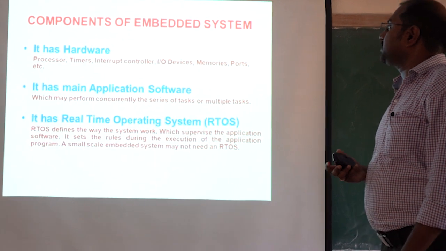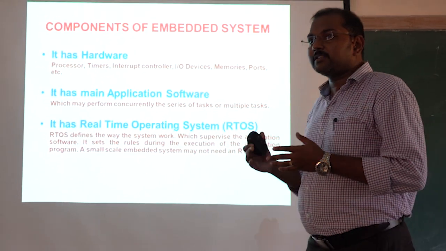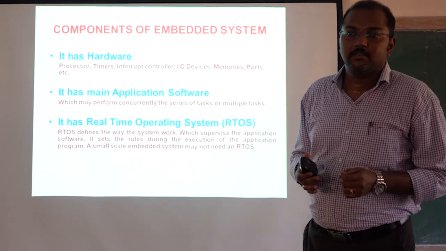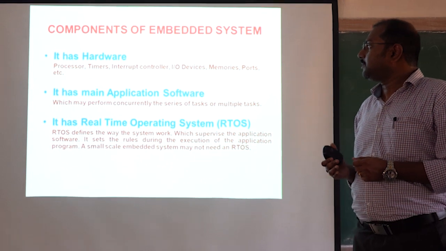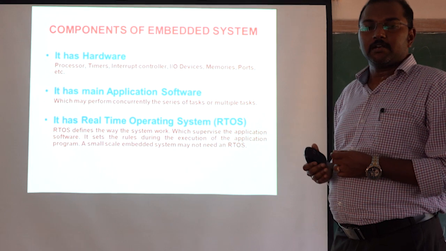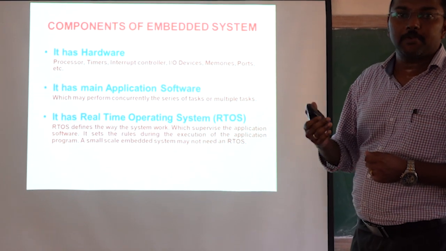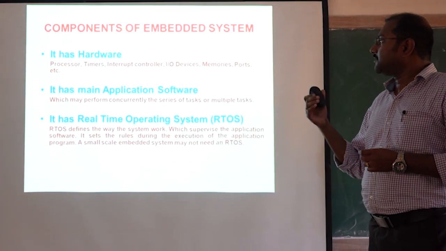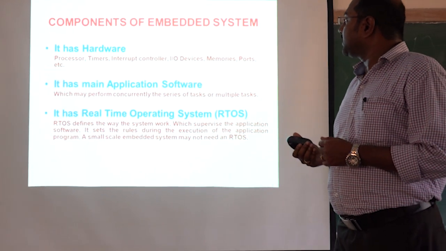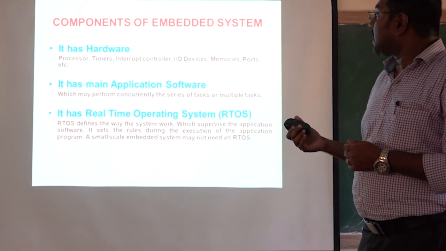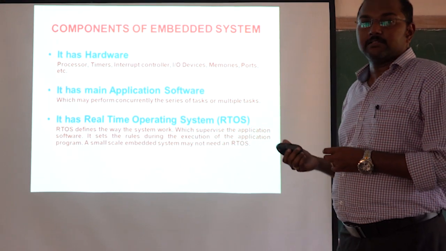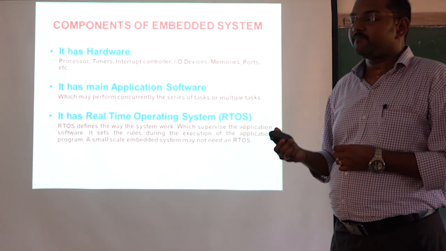Now we are going to see what are the major components of an embedded system. An embedded system consists of three major components. One is the hardware component, next is the software component, and third is the real-time operating system. Under the hardware component, there are the processor, timer, interrupt controller, IO devices, memory, port, etc. These come under the hardware component.